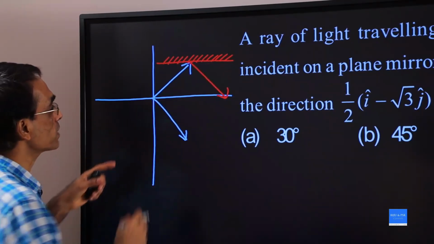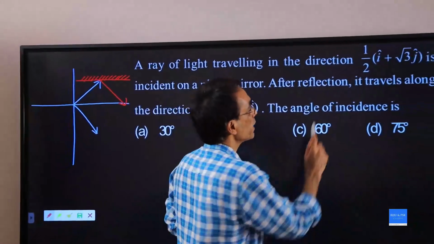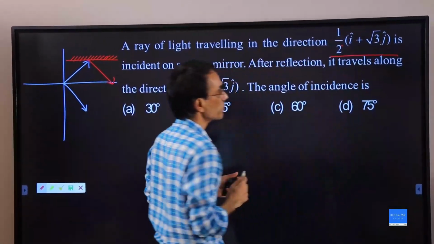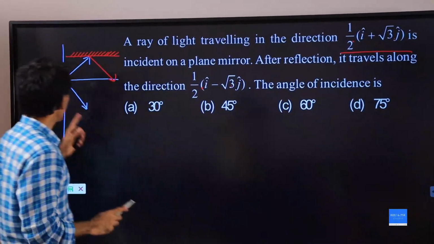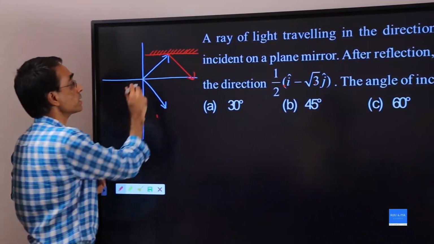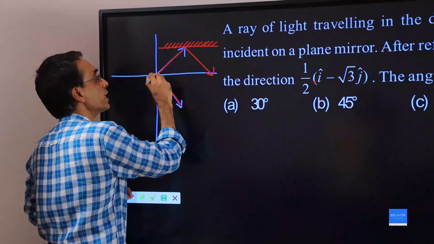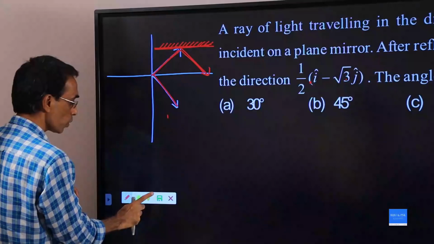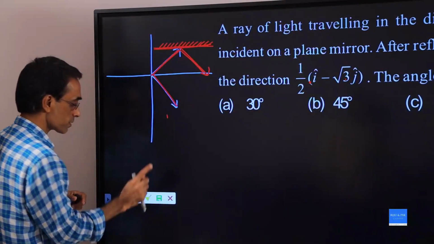I hope it's clear. Incident ray in the first quadrant. Those who are not so good in mathematics, please see, this is the first quadrant, x positive, y positive. This is the fourth quadrant, x positive but y negative. That's why fourth quadrant, first quadrant. The incident ray is like this one, the reflected ray is like this one, means it has to go there and reflect. Like this, the mirror is here. Okay.